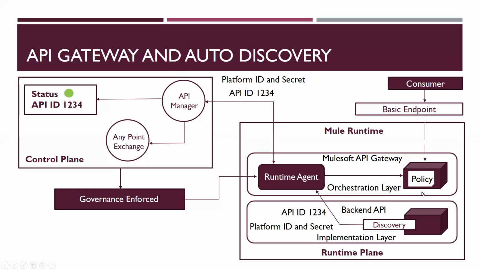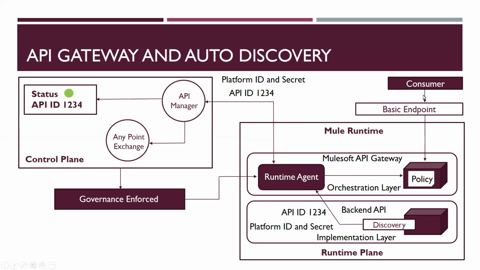Let's suppose I'm using basic authentication now, and in future I want to change it to client ID and secret. I will only go to API Manager and update the policy. It will communicate via the runtime agent and say, this policy is changed, can you apply the new policy here again? So it will apply the policy again, and the policy is changed now, let's suppose from basic authentication to client ID and secret or OAuth.